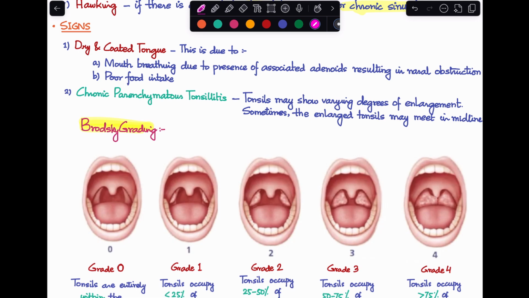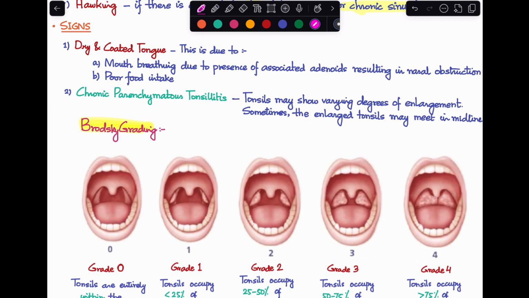This happens because if there is a concomitant adenoid hypertrophy as well, we know that in case of adenoid hypertrophy, the patient starts to breathe through the mouth because of the presence of nasal obstruction. So, mouth breathing can also result in a dry and coated tongue.